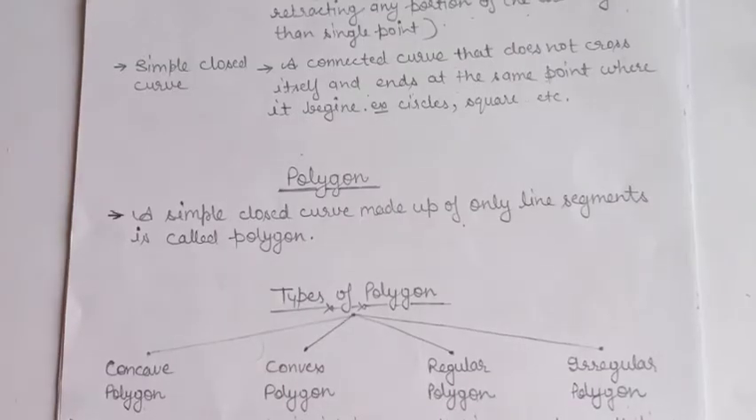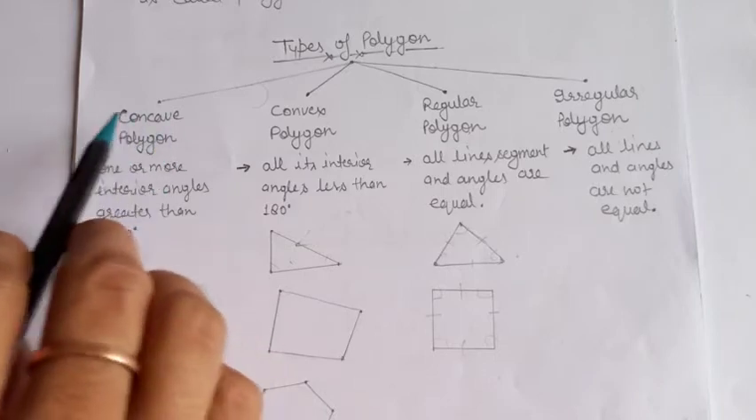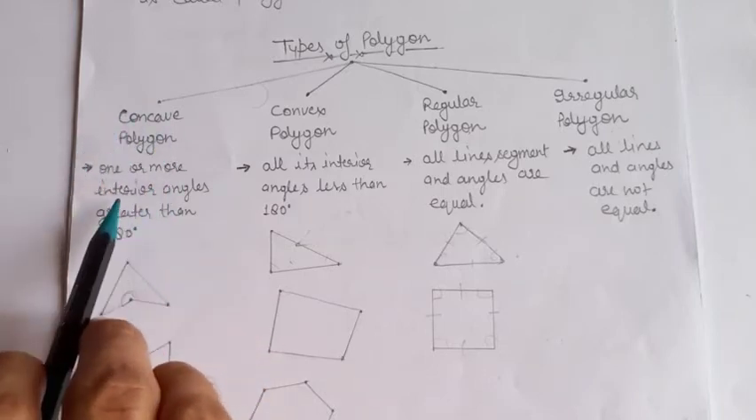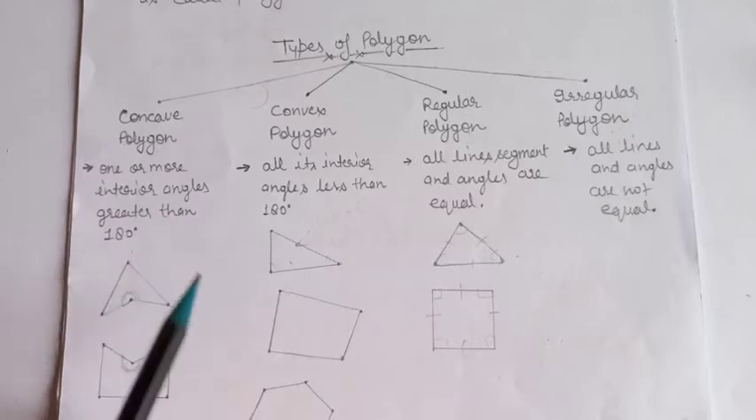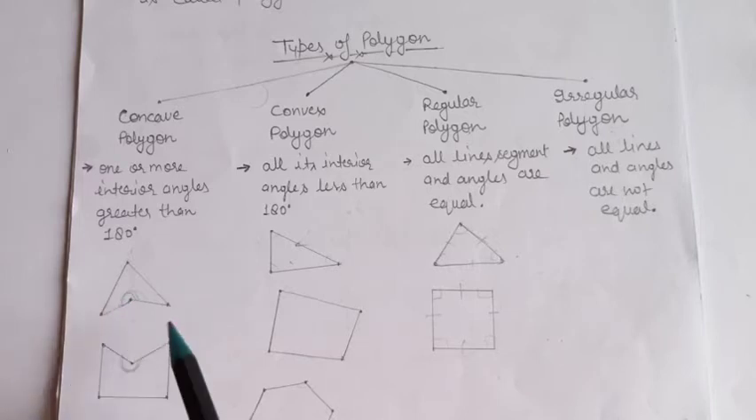Now next, students, types of polygons. How can we classify polygons? Generally we can classify them in four ways: concave polygon, convex polygon, regular polygon, and irregular polygon. Now we'll understand them one by one. First, concave polygons. It is a type of polygon in which one or more interior angles are greater than 180 degrees. If one or more interior angles are greater than 180, such a polygon is said to be a concave polygon.